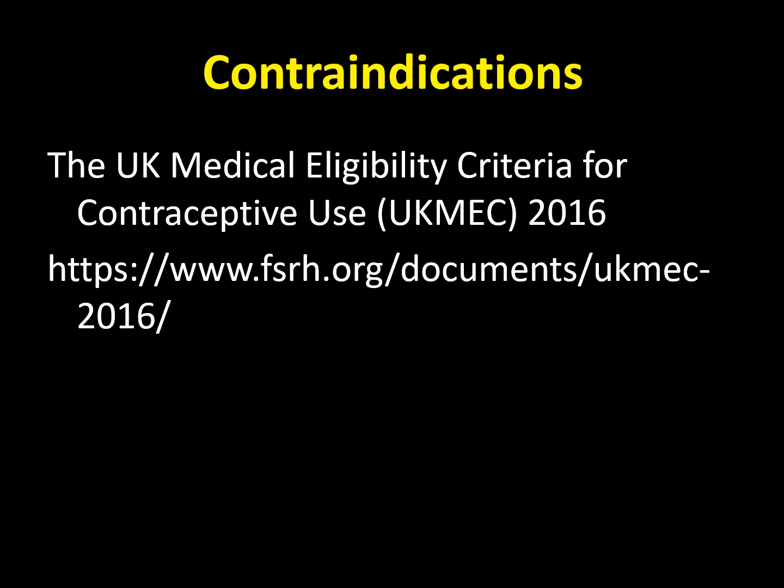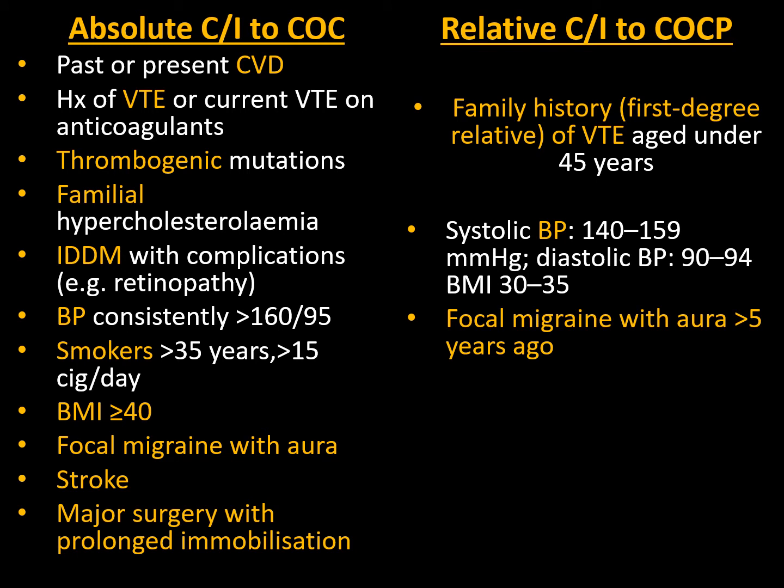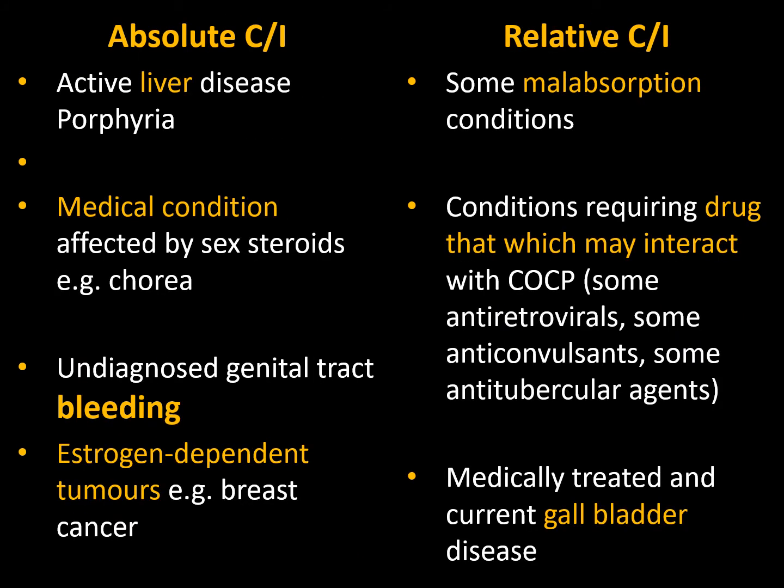Contraindications of the combined hormonal contraception. Please go back to the United Kingdom medical eligibility criteria to check the categories 1, 2, 3, and 4. This is a quick summary for you to see absolute and relative contraindications to combined oral contraceptive pills, category 3 and 4 of the United Kingdom medical eligibility criteria. This is a continuation of the list of absolute and relative contraindications.